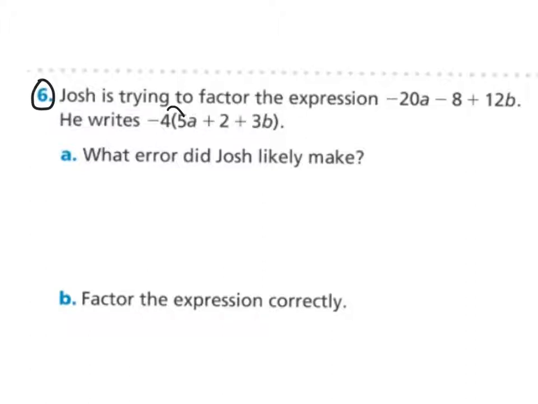So -4 times 5a would be -20a. So that part's okay. We've got -4 times 2 is -8. And if we add the opposite up here, that looks to be okay. And then we've got -4 times 3b would be -12b. So that part does not match up. So he probably just made a mistake, since we factored out a negative, he just made a mistake there. Okay.